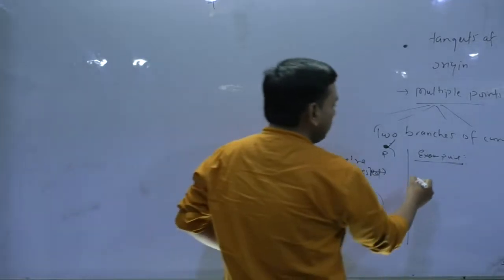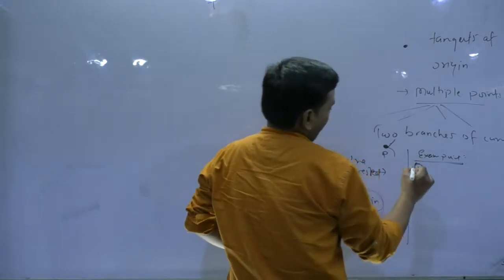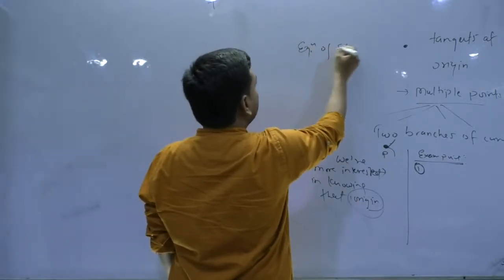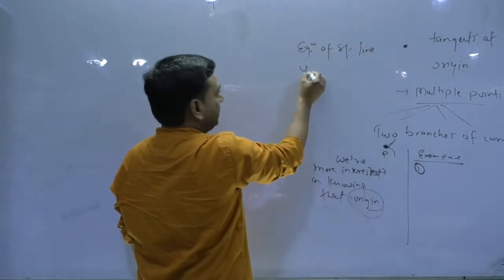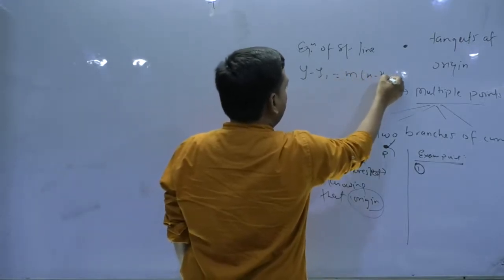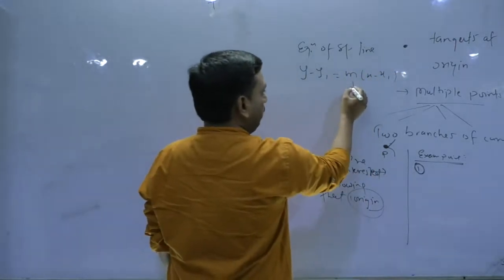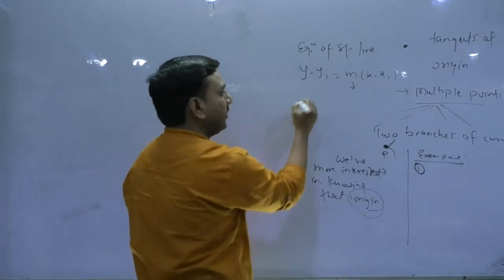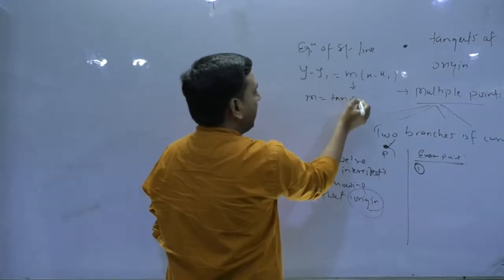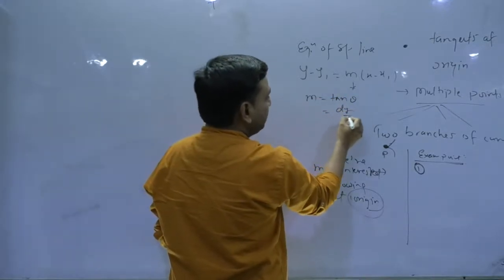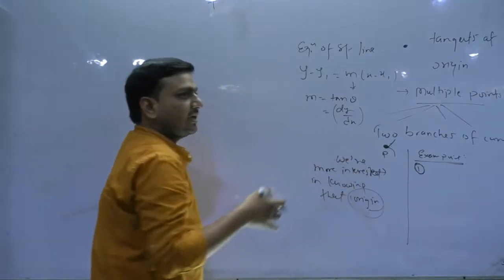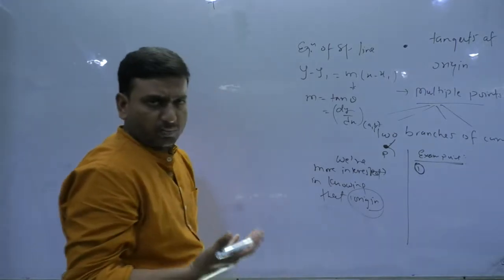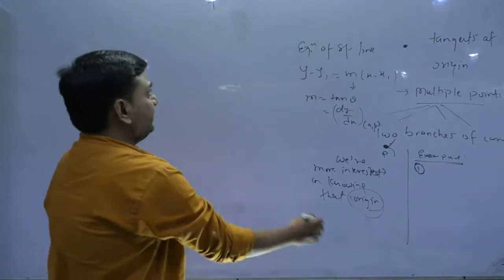For that you need to remember, in general, you know the equation of a straight line. If you want to find the tangent to a curve at some point, what you need to know is m equals tan theta. Tan theta means dy over dx at that particular point. Let's say you want it at a point (a, b) and at (0, 0).